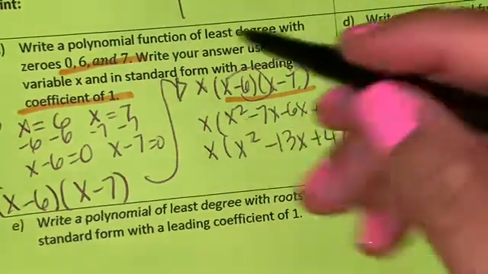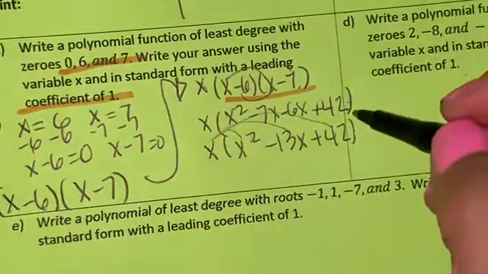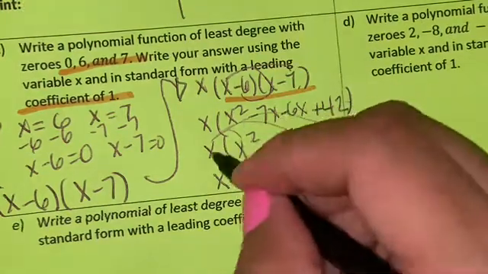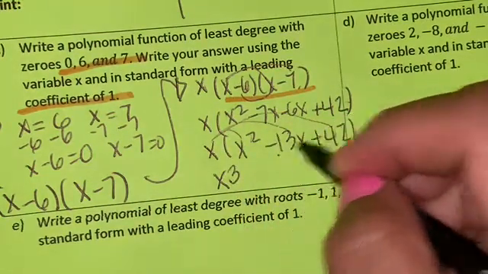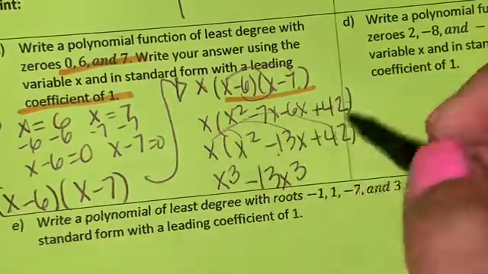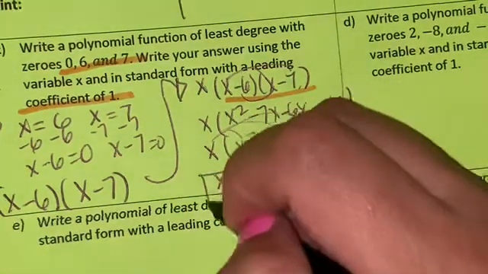And I'm going to multiply that out. So the last step is to take this one and multiply to each. So then I get x times x squared is x to the third. X times negative 13x is negative 13x squared. X times 42 is plus 42x. And that is your solution.